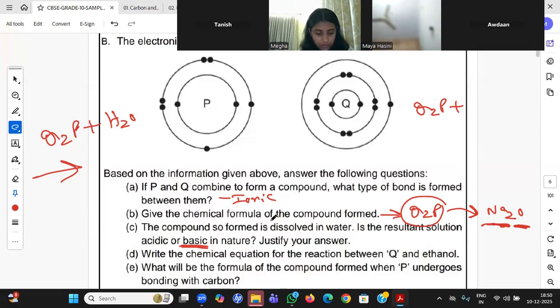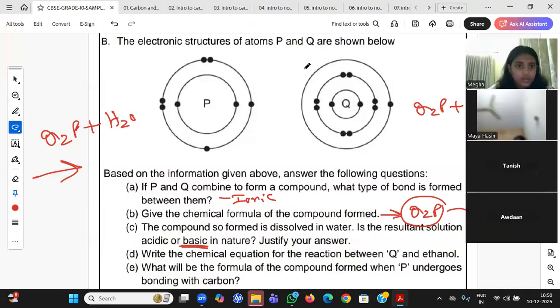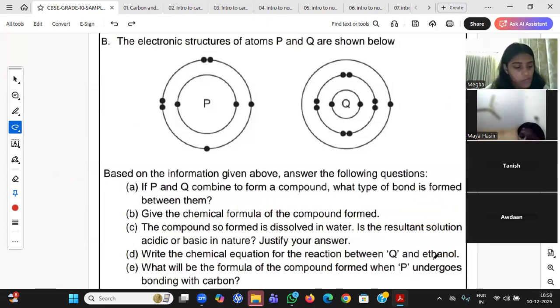Understood, Mega? Yes, sir, I gave the answer in chat. I wrote base. Oh, you gave base. Okay. Maya right answer, Tanish right answer. Yes, the fourth option, point number D. Q with ethanol. So ethanol is nothing but C2H5OH plus Q is this one. Will give you what?